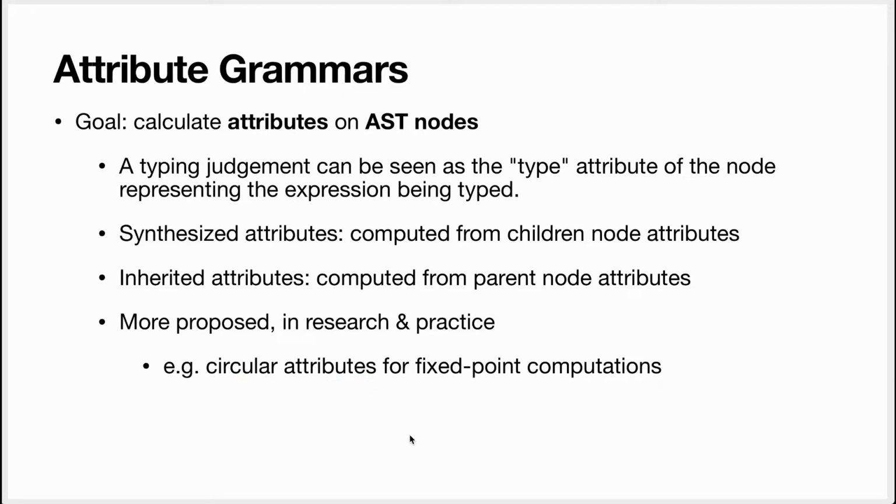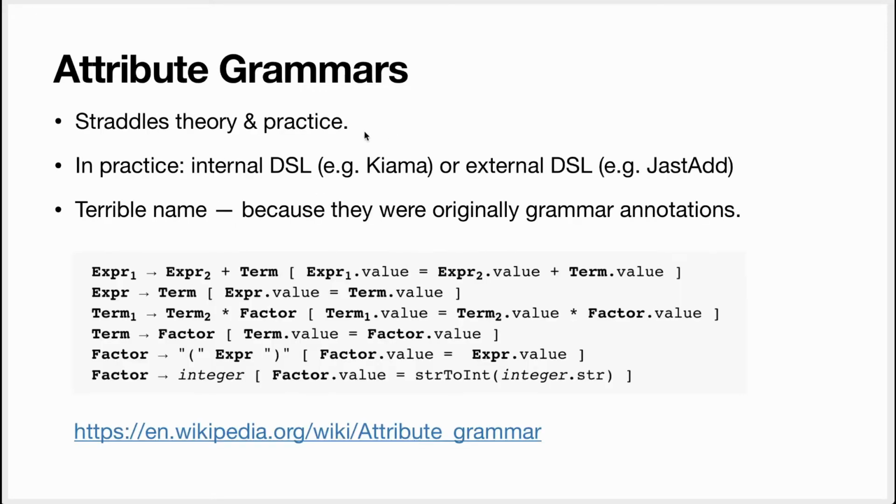So there's a whole lot of literature about attribute grammars. I don't want to enter into the details. Just know that it's quite researched. Attribute grammars straddle theory and practice. It's actually a very academic system. In practice, there are frameworks that you can use to do this, and they're using domain-specific languages, either internal, so that means the DSL is written in a host language, for instance, Kiama, that's a Scala DSL, or external DSL, so that means there's extra syntax. So there's JastAdd that's written in Java, but they add more syntax to deal with the attribute grammars.